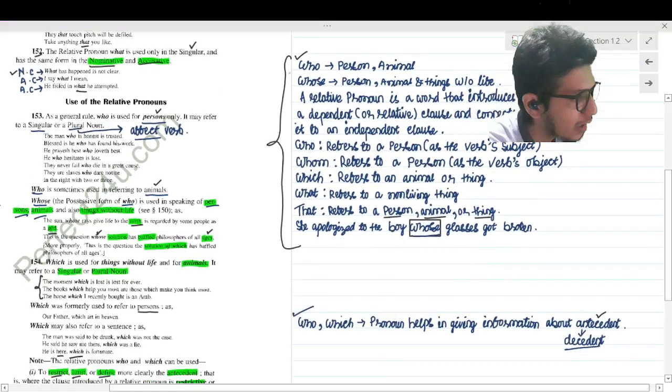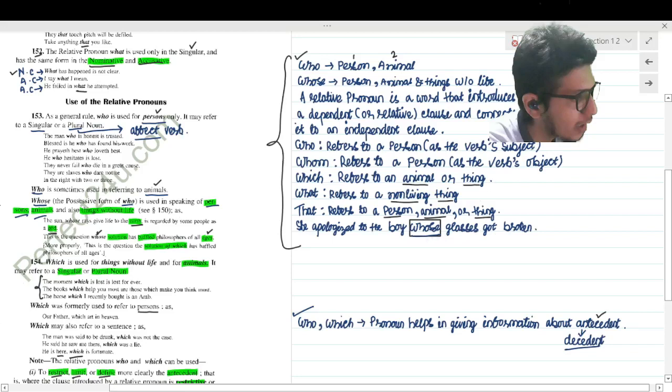Who refers to person and animal. Whose refers to person, animal and things without life. A relative pronoun is a word that introduces a dependent or relative clause and connects it to an independent clause. Who refers to a person as the verb's subject, whom refers to a person as the verb's object, which refers to an animal or things. What refers to non-living things. That refers to a person or animal or thing. She apologized to the boy whose glasses got broken.